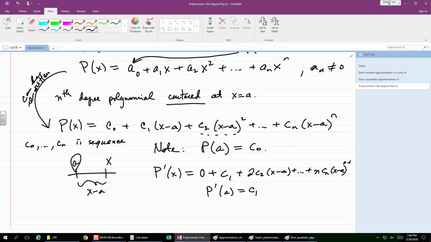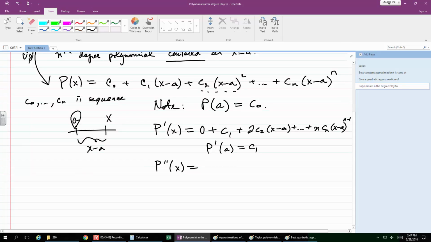Okay, let's differentiate a couple more times. P double prime of x is equal to what? So 0 is gone, C1 also gone. 2C2 times x minus a gives me what? The x minus a is gone. Once again, that minus a really doesn't make a lot of difference because the chain rule applies and the derivative is 1. So it will be simply 2C2.